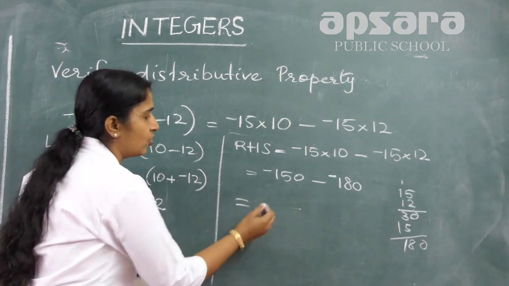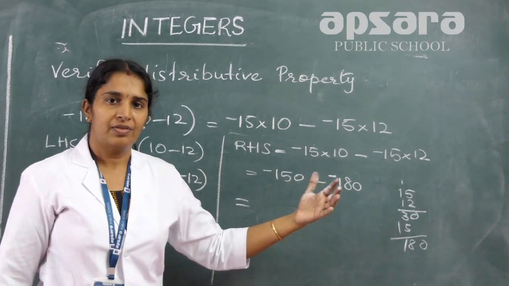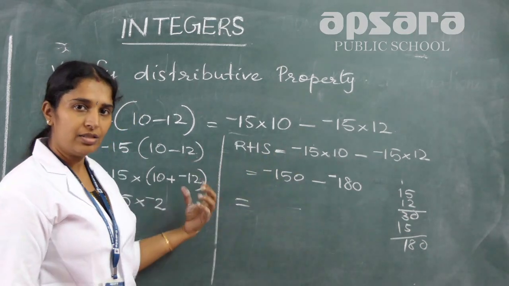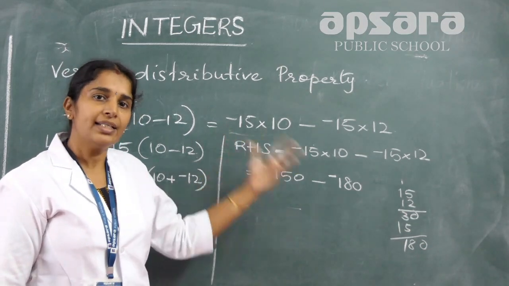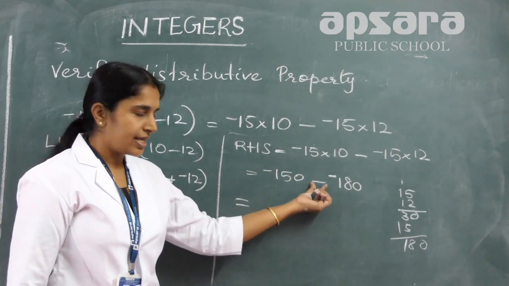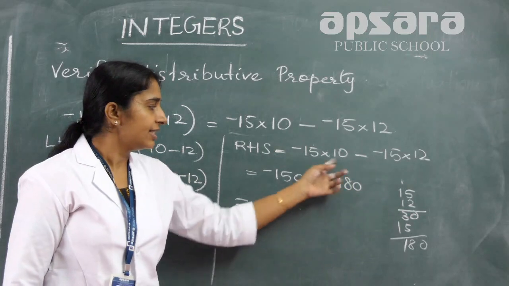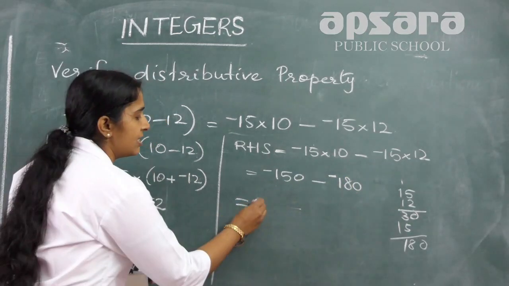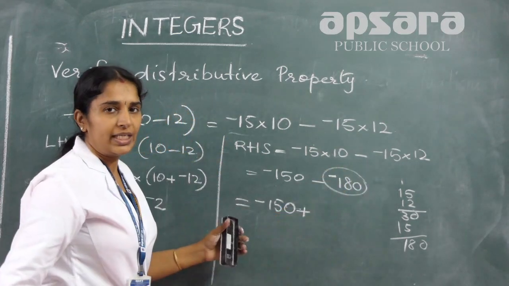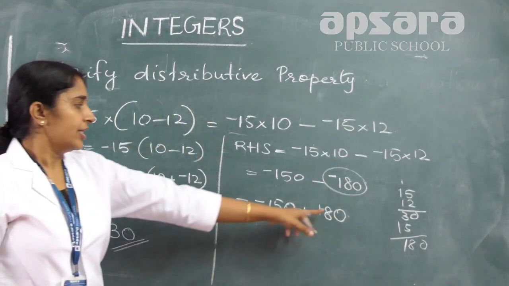Okay, see here, you have to go for subtraction. So what is this step? What have you studied in the case of subtraction? When you are subtracting an integer from another integer, you have to add the additive inverse of the second integer to the first integer. Okay, here subtraction, you can change it as addition, but what should be done? This negative, its additive inverse should be added. So minus 150 plus, what is the additive inverse of minus 180? It is positive 180, right? So 180, you are getting like this.